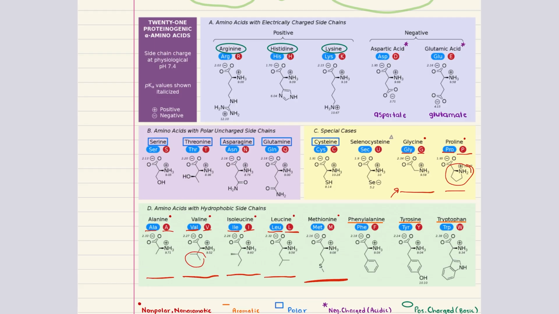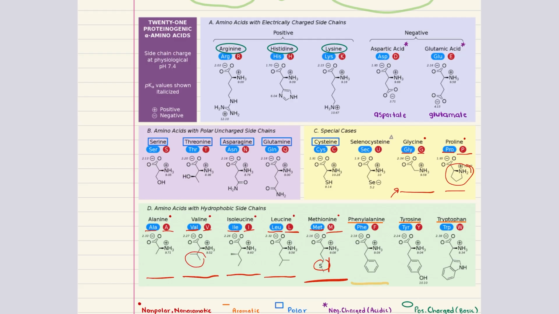It has a sulfur-containing thioether in its side chain. Despite the sulfur, it remains nonpolar and hydrophobic. Its three-letter abbreviation is MET, and its one-letter code is M. Let's move on to aromatic amino acids. These amino acids contain ring structures with conjugated pi electrons, which allows them to absorb ultraviolet light. And this makes them useful for detecting proteins using different techniques.